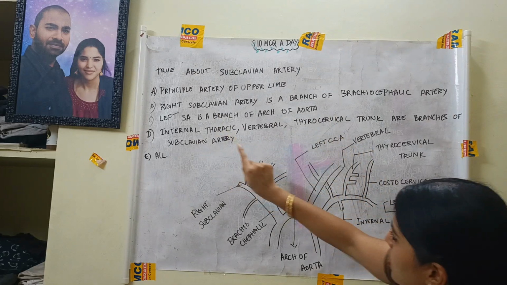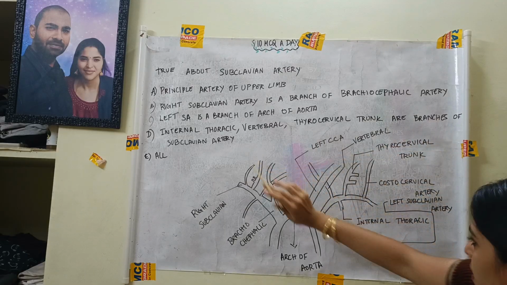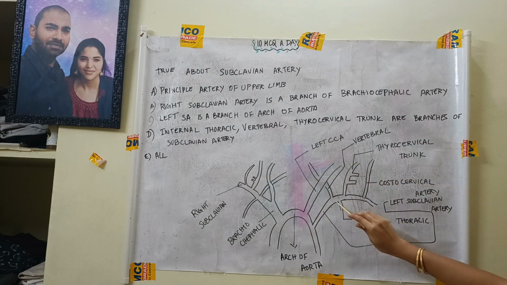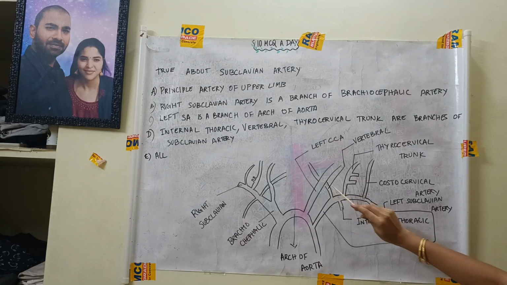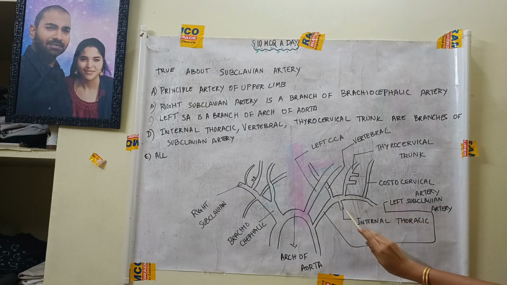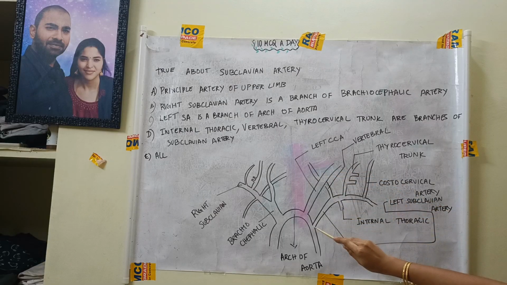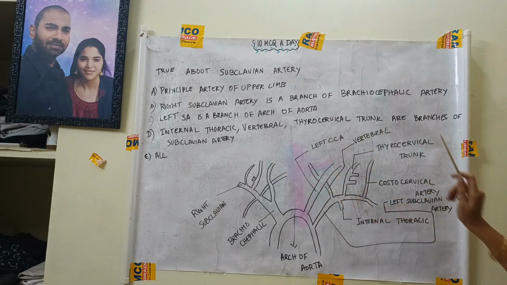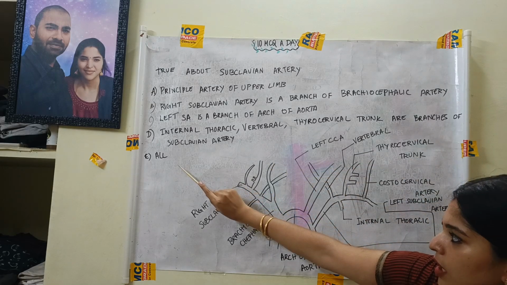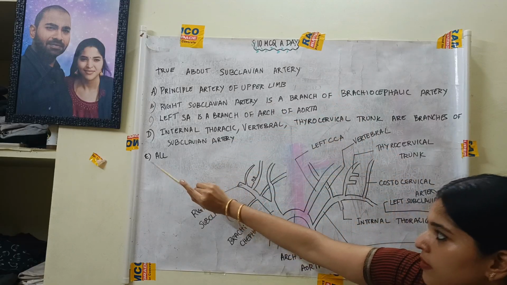Option D, internal thoracic, vertebral, and thyrocervical trunk are the branches of subclavian artery. So this is the subclavian artery, the vertebral, thyrocervical trunk and internal thoracic. So this is internal thoracic. So internal thoracic, thyrocervical trunk and vertebral artery are the branches of subclavian artery. So option D is also correct. So option E, all, is the correct option. So truth about subclavian artery, option E is the correct answer.